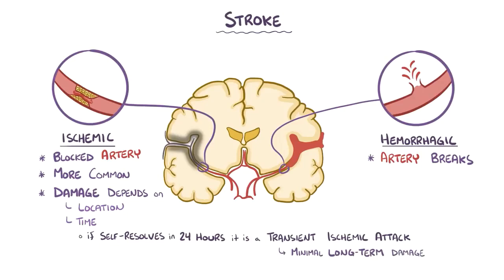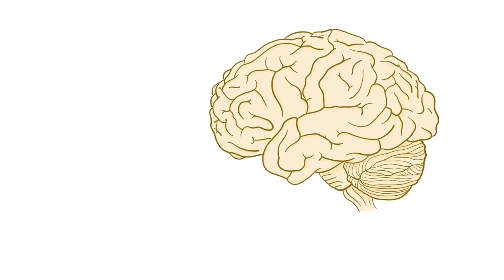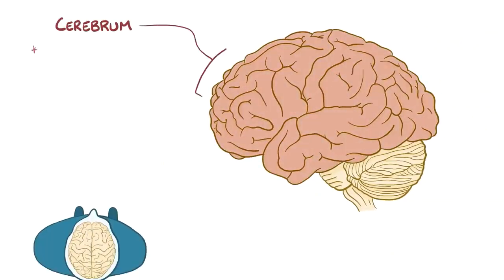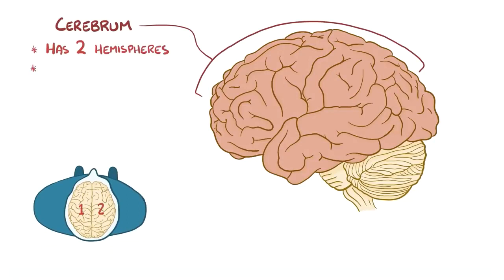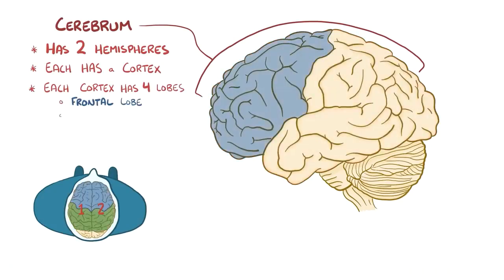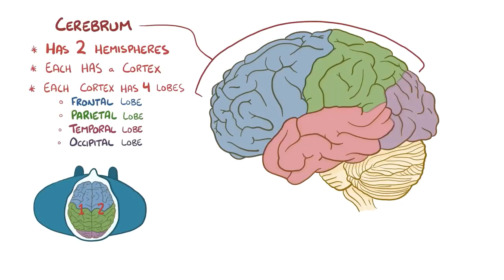Okay, let's start with some basic brain anatomy. The brain has a few regions. The most obvious is the cerebrum, which is divided into two cerebral hemispheres, each of which has a cortex, an outer region, divided into four lobes including the frontal lobe, the parietal lobe, the temporal lobe, and the occipital lobe. There are also a number of additional structures, including the cerebellum, which is down below, as well as the brainstem, which connects to the spinal cord.